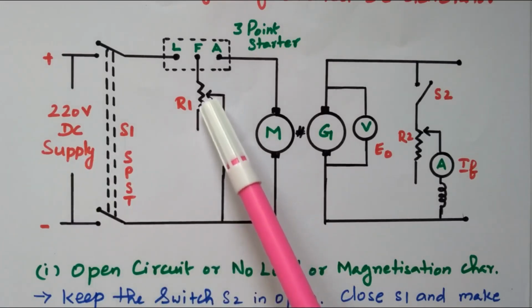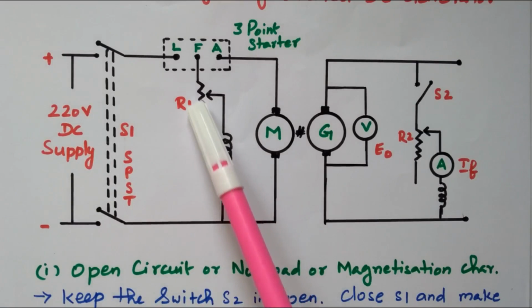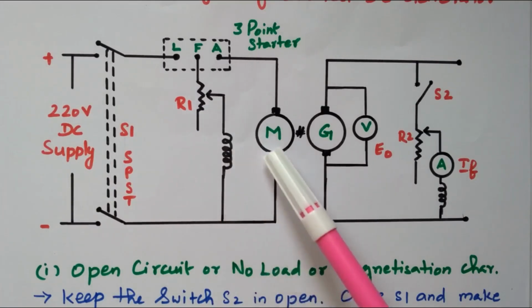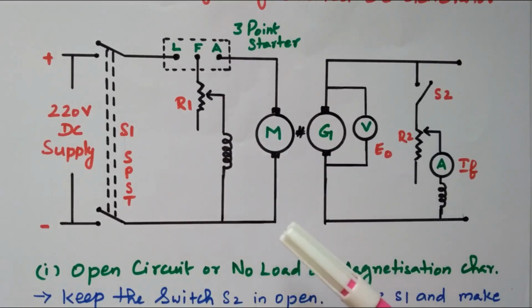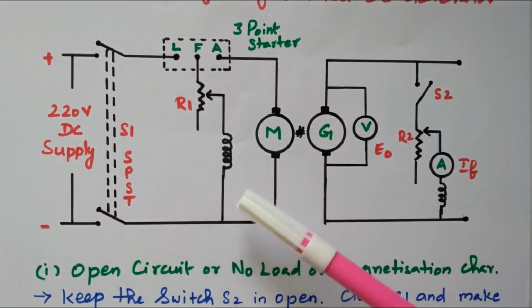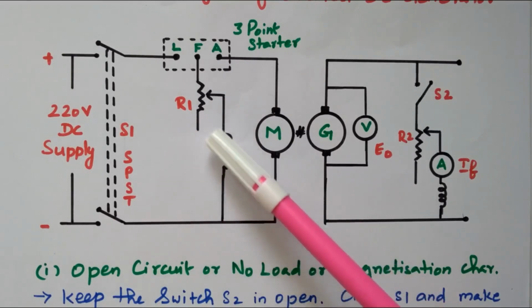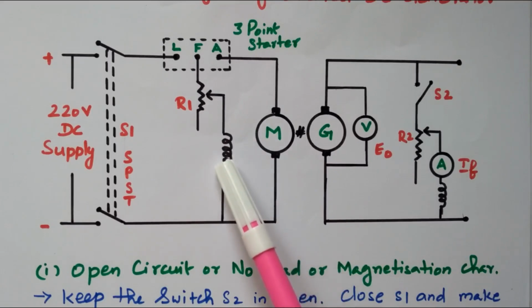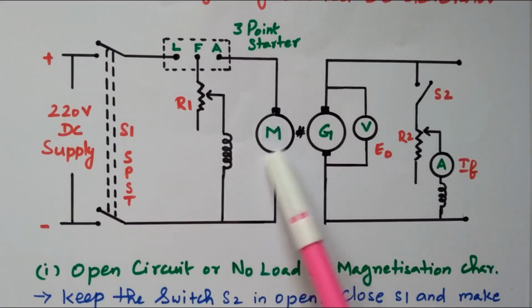Now we can vary this resistor R1 in such a way that we bring the motor to the rated speed. By slowly varying this R1, the current flowing through the field winding keeps on increasing and it will start to rotate at the rated speed.